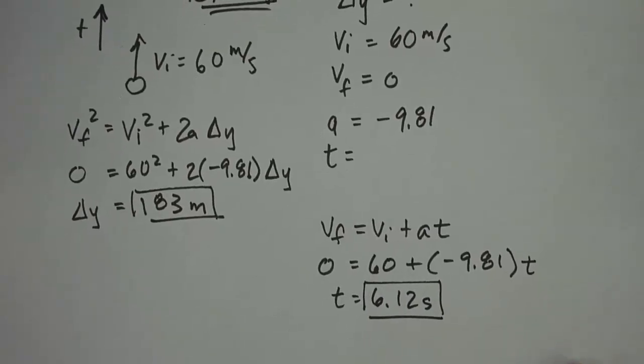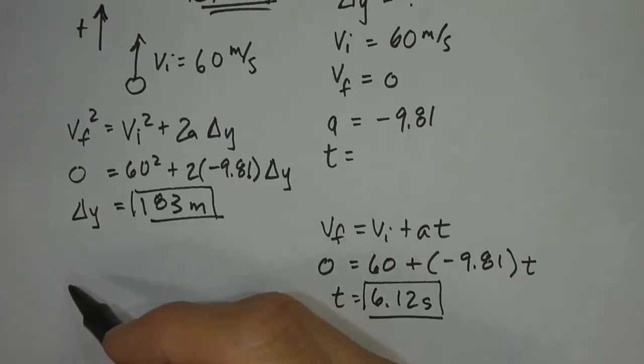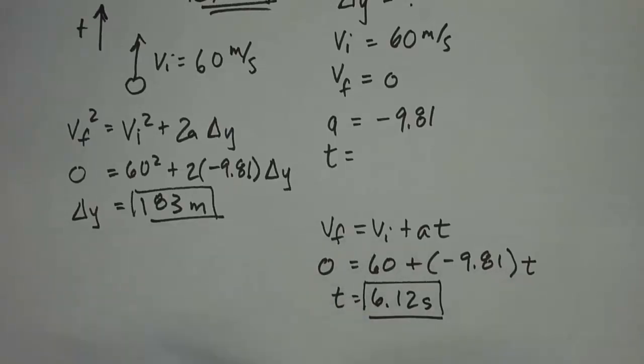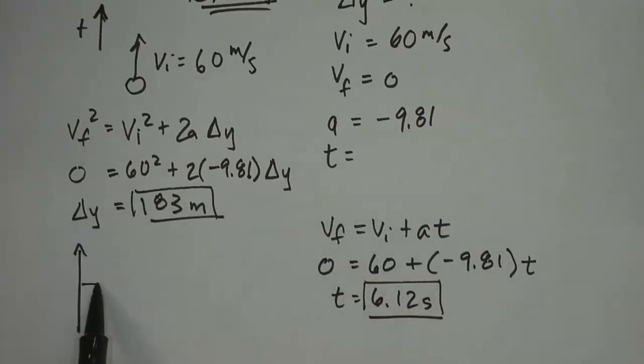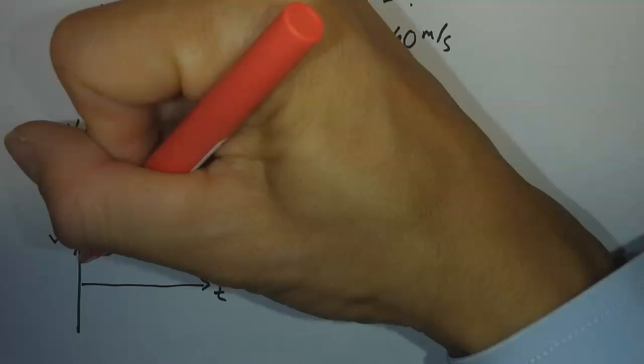Now, this is not the hang time, but if you want to know how long the tennis ball was in the air, it would be double this, okay? Let me go ahead and just draw a graph for this first. So let's say that you want to represent the motion of this ball as it goes up and then comes back down. The graph will look like this.